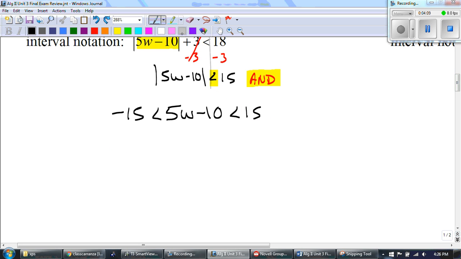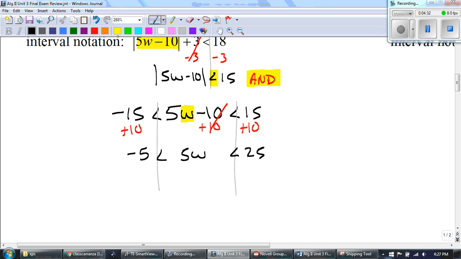Okay, and then we solve. I want to get the w by itself. So I'm going to add 10, and when I add 10, I need to do it to all three sides. So we get negative 5 is less than 5w, which is less than 25. We're going to divide everything by 5, and then we get negative 1 is less than w, which is less than 5.